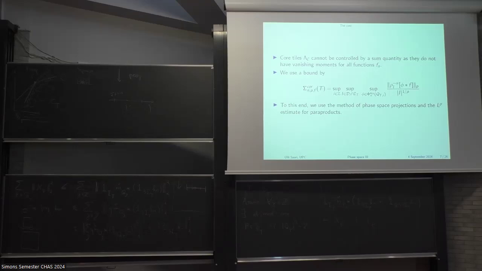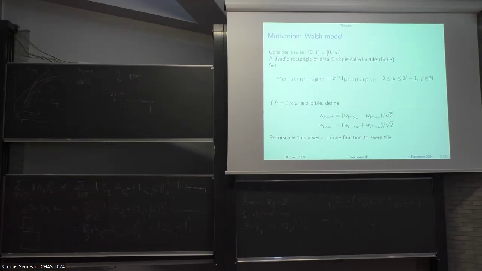So the idea is that the LP estimate for products knows how to deal with this piling up phenomenon, but at the level of LP norms, that estimate doesn't remember the phase space localization. So in order to remember the phase space localization, we have to try to replace F by something that stays inside the region. And this turned out to be somewhat complicated.